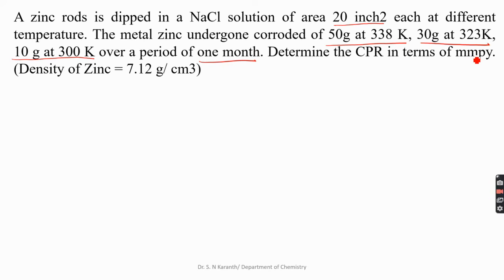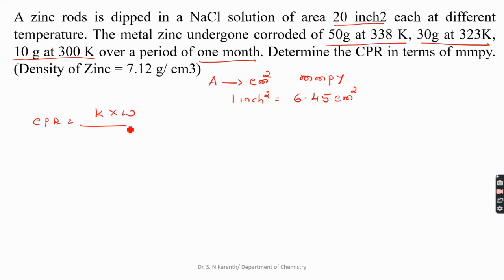So, if you want to express in terms of Mmpy, then area should be in terms of centimeter square. So, here the inch square should be converted into centimeter square. That should be multiplied by 6.45 centimeter square. So, CPR equal to K into W divided by density into area into T. You have to express in terms of Mmpy.